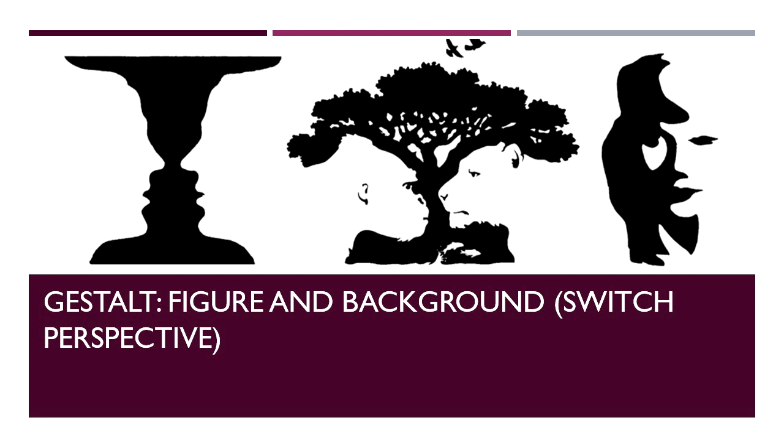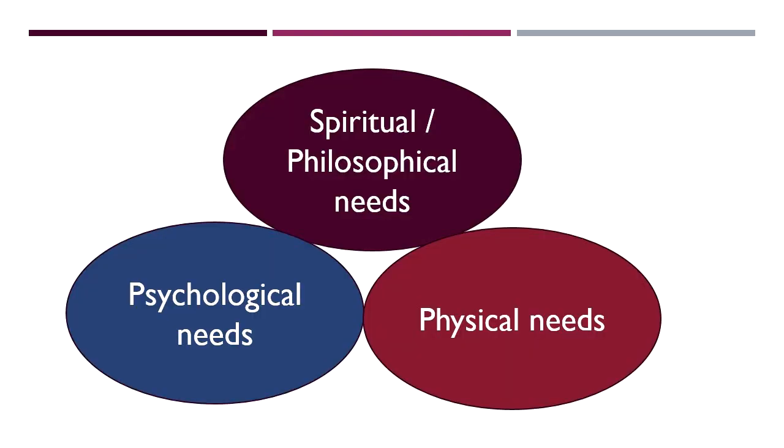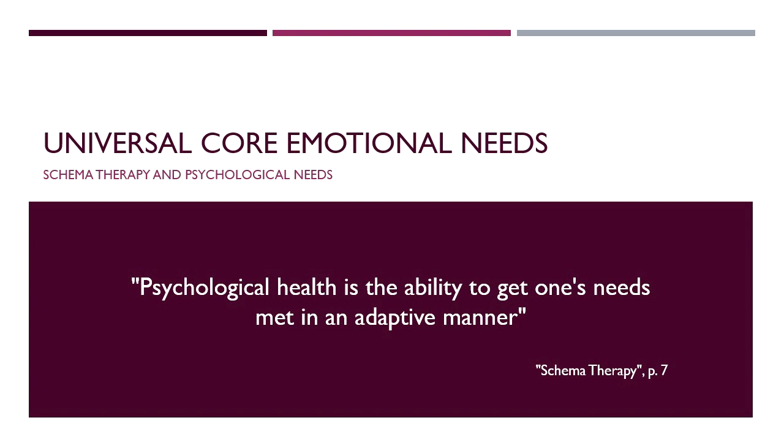Now, we know that there are many different physiological needs, which I'm not going to go into because obviously if you are here, you are alive and therefore you are able to meet these basic needs, such as hunger. But what I want to explore instead is our psychological needs, our emotional needs. According to schema therapy, these psychological needs are called universal core emotional needs.